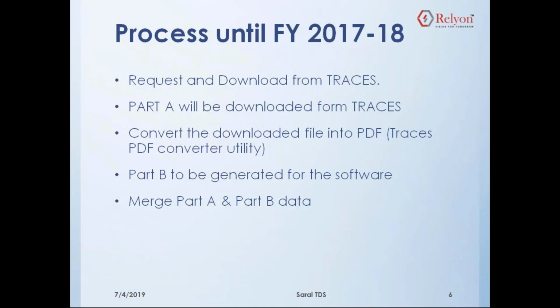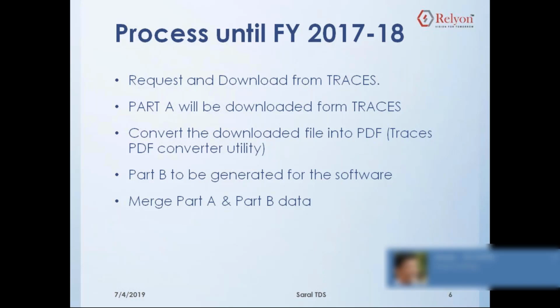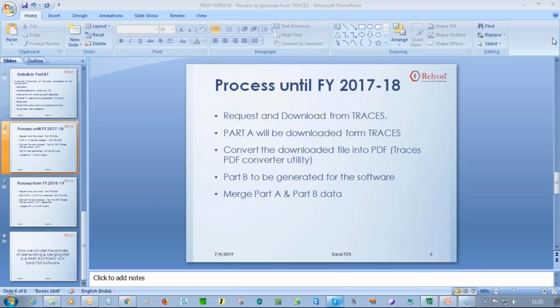Once the merging was done, we used to send the same to the employees. We used to mail the employees saying that Part A details are from TRACES and Part B details are your salary details, which we had entered under our tax computation. So we used to merge these two and send the same to the employees as well. From the 17-18 financial year and before as well, this was a process which most of us followed.